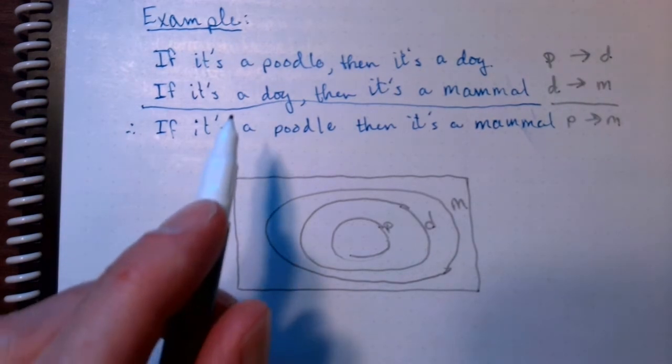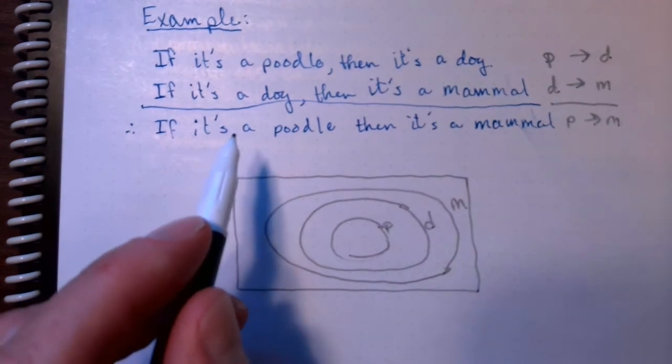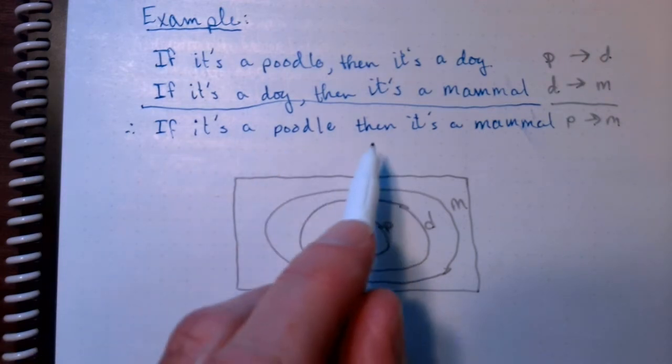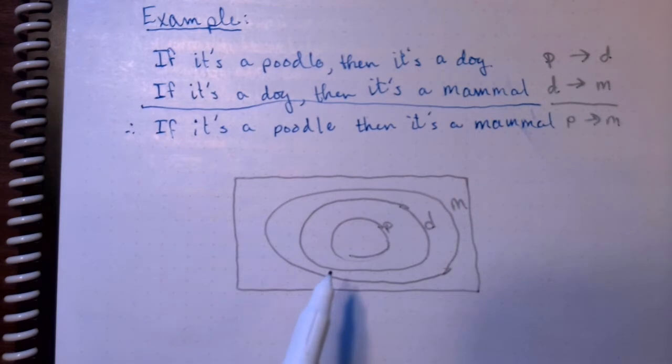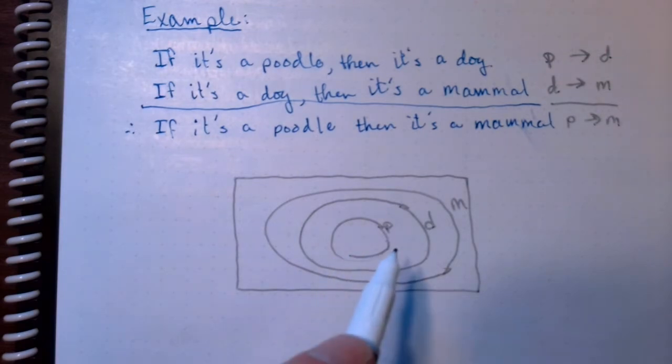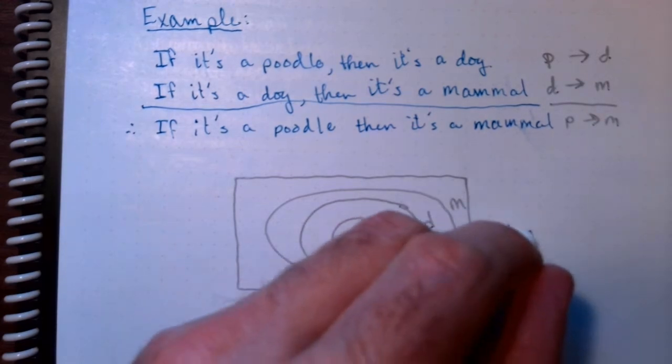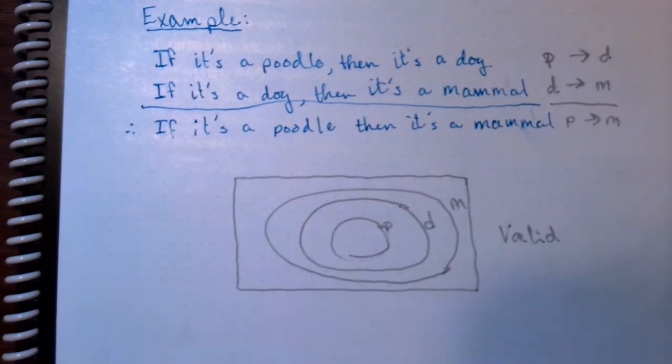Okay. Now the last line here, the conclusion of the argument, says the set of poodles should be contained inside the set of mammals, and we can see that works from this circle diagram. So this is a valid argument based on the circle diagram. Okay, let's go and check out a couple more examples just to get the hang of this.